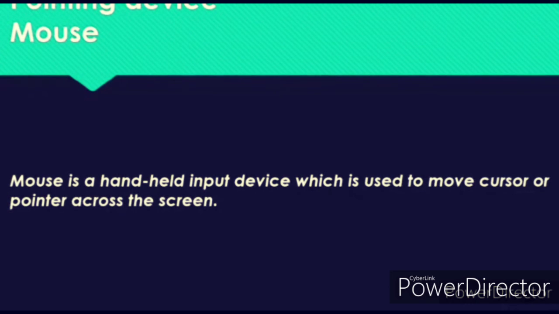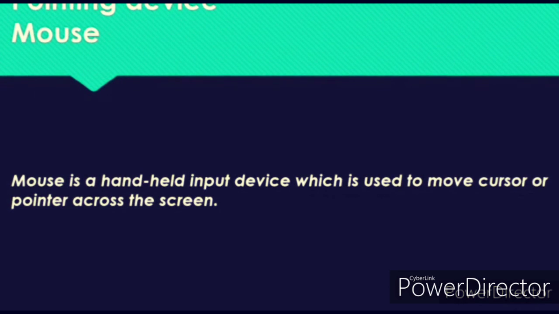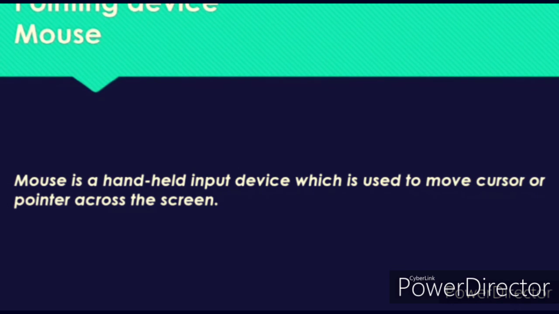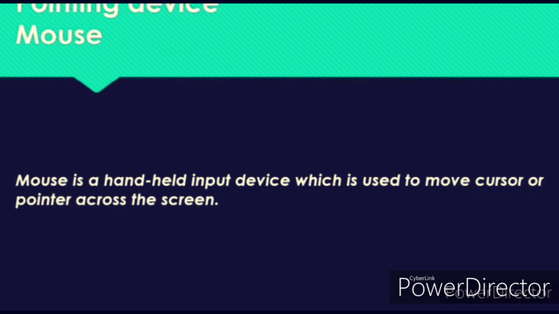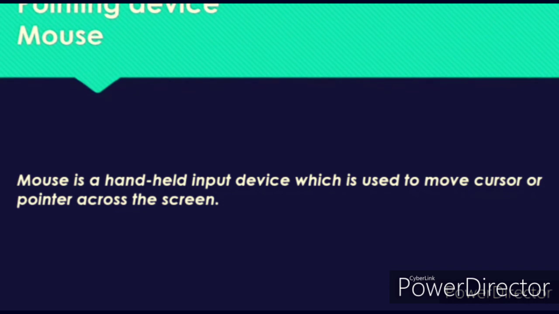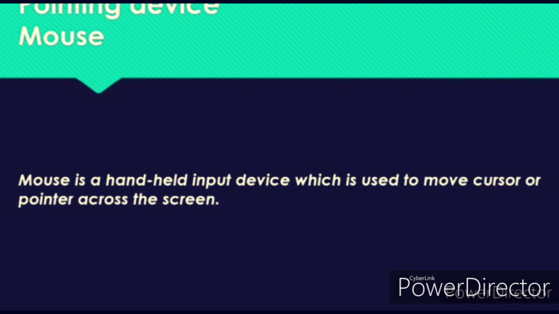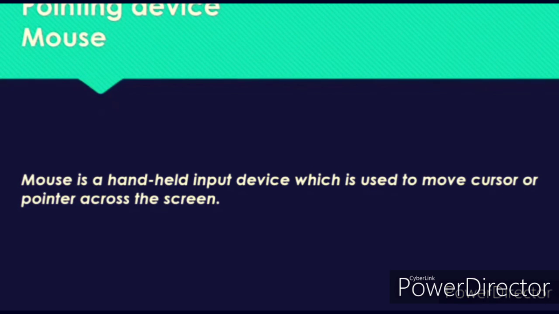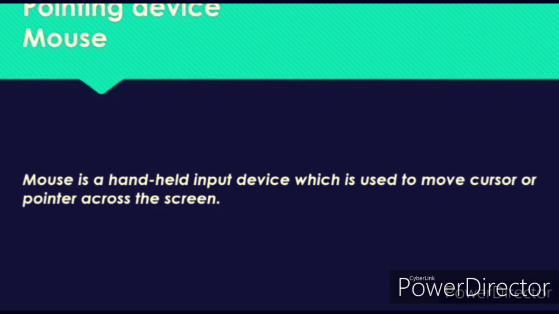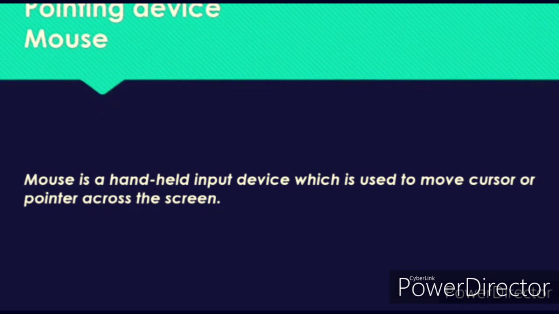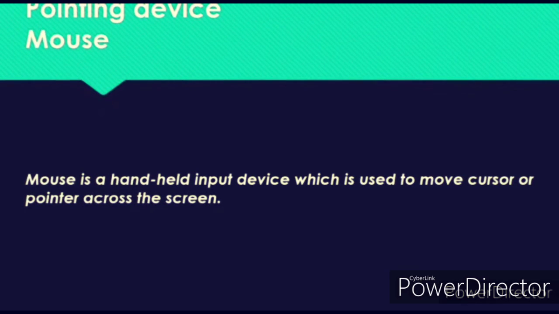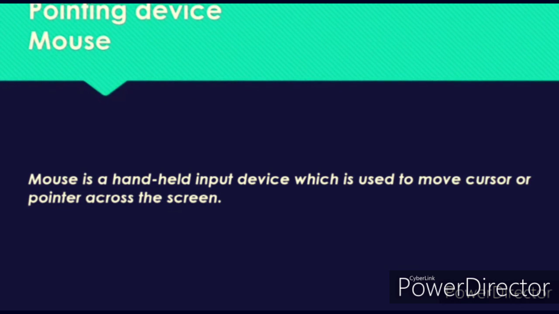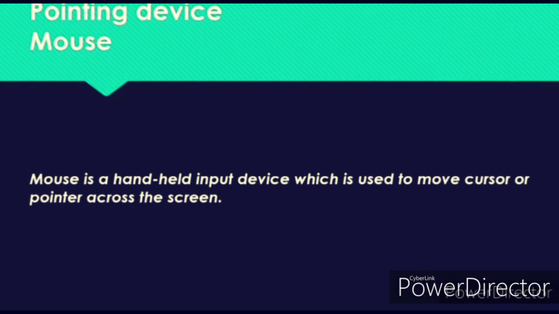Mouse. Mouse is also known as a pointing device. It is a handheld input device which is used to move your cursor or pointer across the screen. That is, the mouse contains a pointer which can be moved anywhere on the screen, and that's why it is known as a pointing device. It is designed to be used on a flat surface, and generally it has left, right, and a scroll wheel between them.